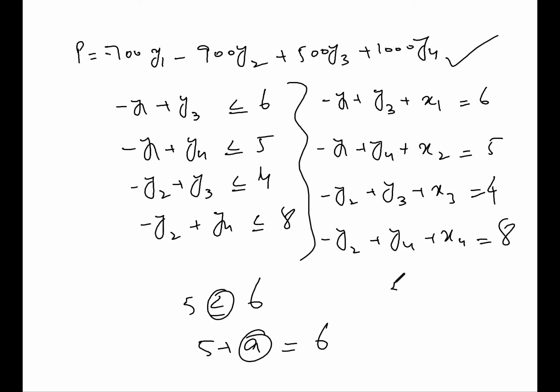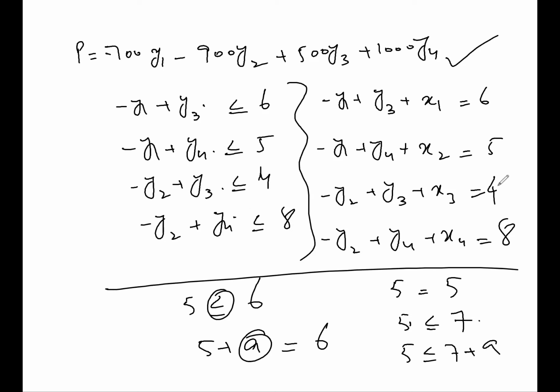Similarly, 5 is equal to 5, but 5 is less than or equal to 7. So now we need to add here to make them equal. We don't need to add here. If we add it here, it will become even bigger. So that is why we are adding it on the left side, adding the slacks here, not on the right side.